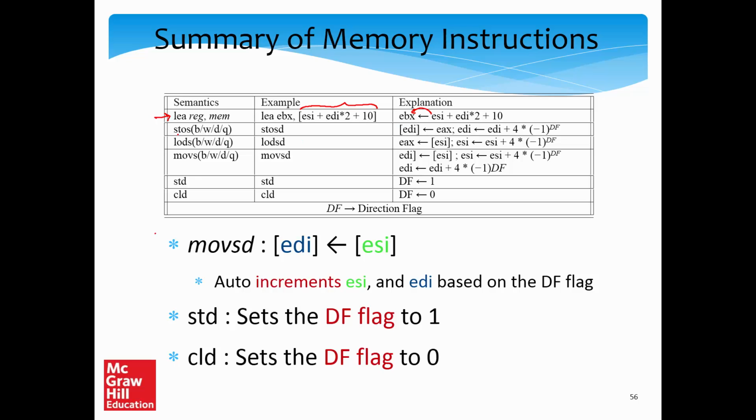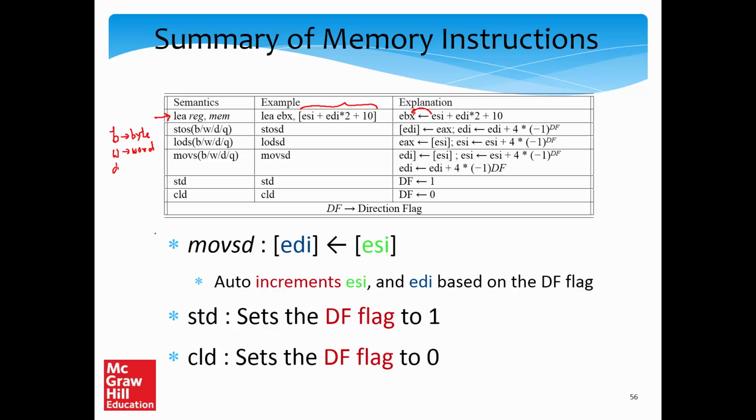Subsequently, we introduced STOSD. STOSD is a part of a set of 4 instructions, which are STOSB, STOSW, STOSD and STOSQ. So you already know what these stand for. B stands for byte. A byte is 8 bits. W stands for a word. A word is 16 bits. It means that transfer 16 bits.